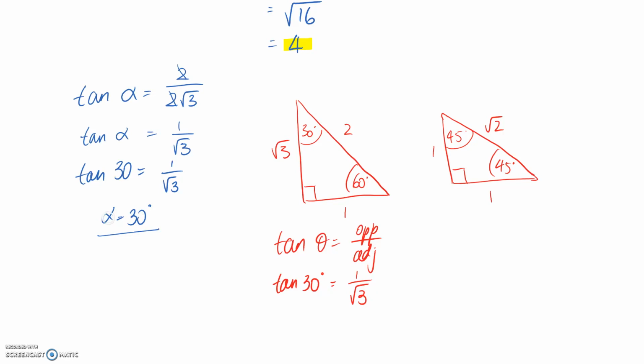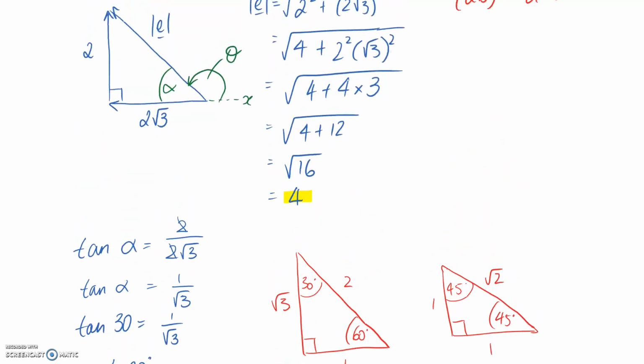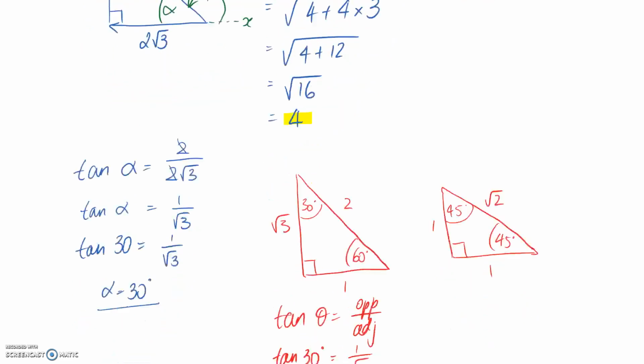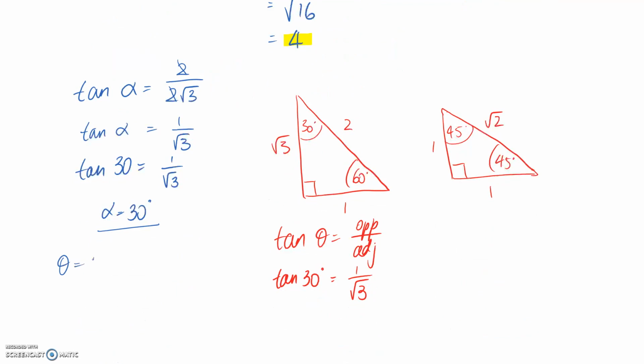Now that we have alpha equal to 30, we should be able to figure out the angle measured counterclockwise from the positive x-axis, which is our theta. So theta is equal to 180 minus our alpha, which is 30. So we're going to end up with an answer of 150 degrees. That's pretty much all there is for this question.